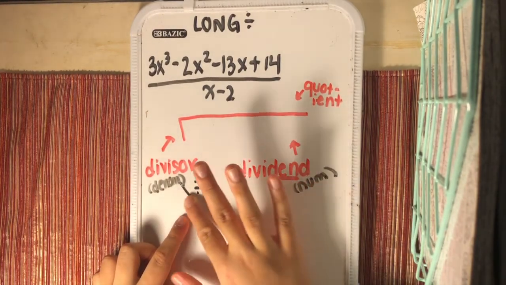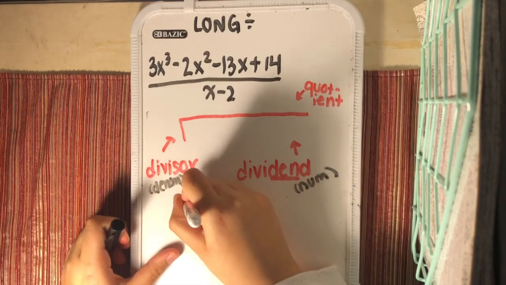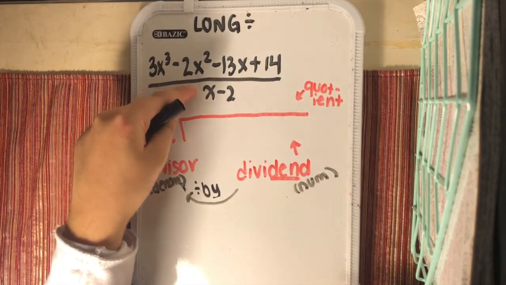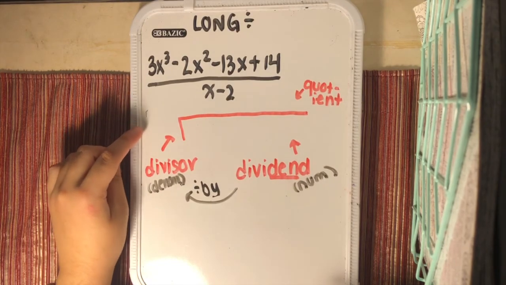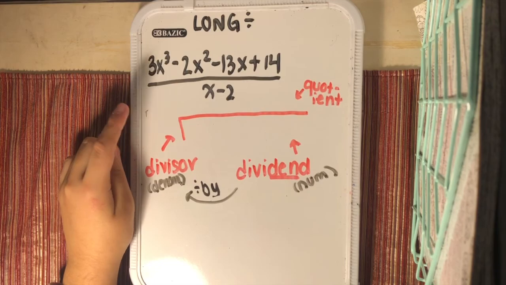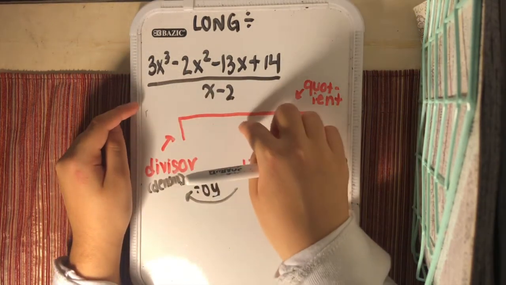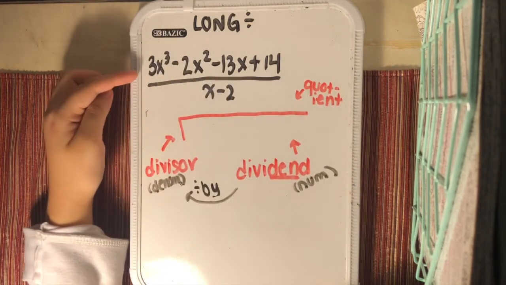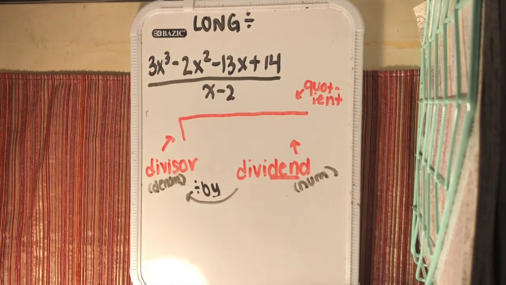I'm sorry, I should have written this the other way. We're going to be taking this number and dividing it by this number. And our divisor is the number that goes on the outside. It is the smaller number that is going to be used to divide. We're going to divide this number, the dividend, by this number. So our numerator is the dividend and our denominator is the divisor.